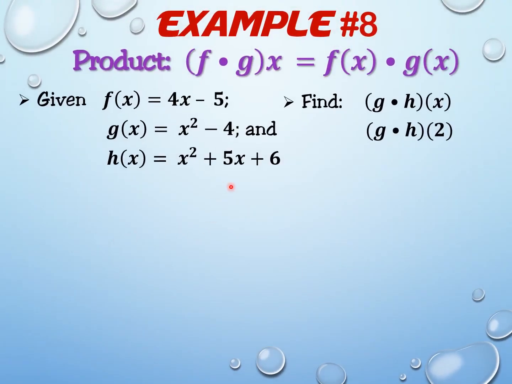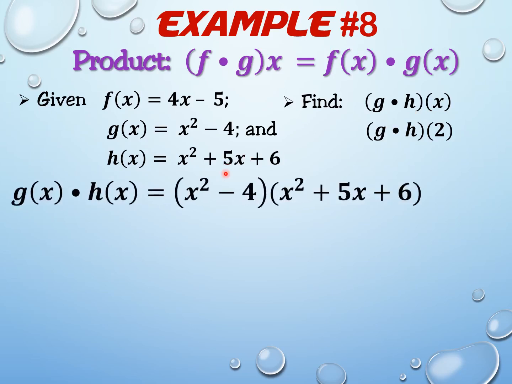Okay, let's have another example for multiplication. Same given. This time you are asked to find g times h of x and g times h of 2. So again, for g times h of x, this is the same as g of x, which is x squared minus 4, multiplied by h of x, which is x squared plus 5x plus 6. So again, we apply the laws of exponents. Here we have 2 terms and 3 terms, so we will do the distributive property.